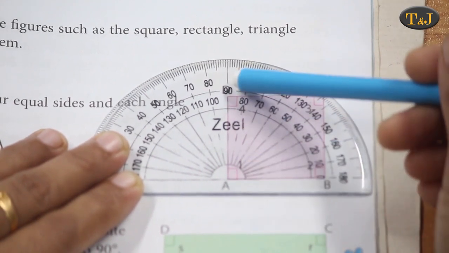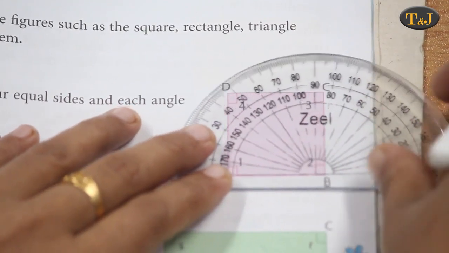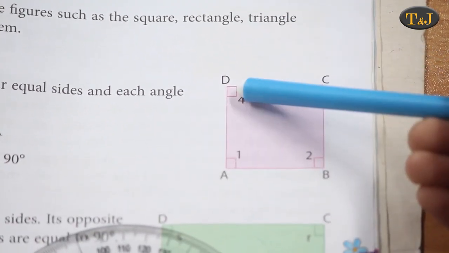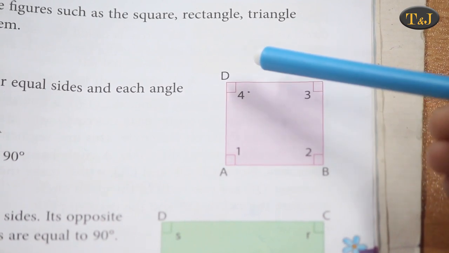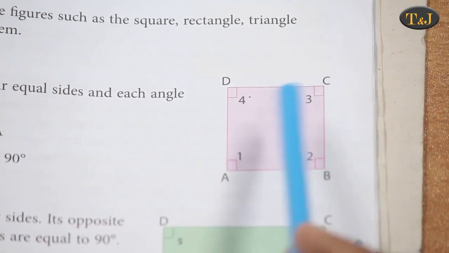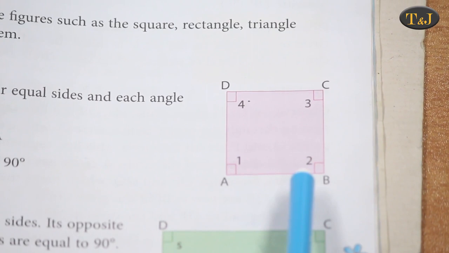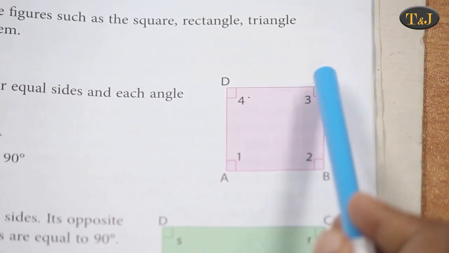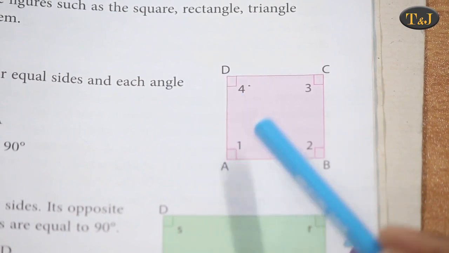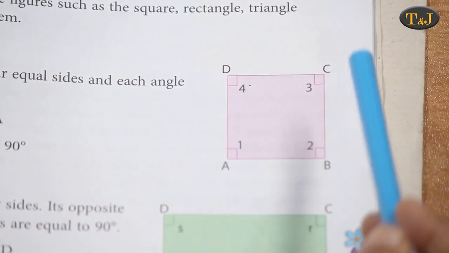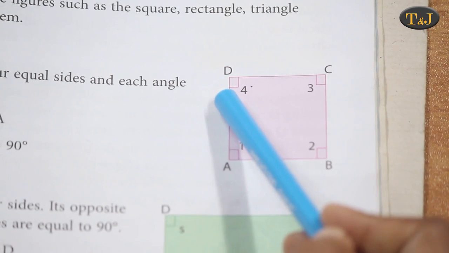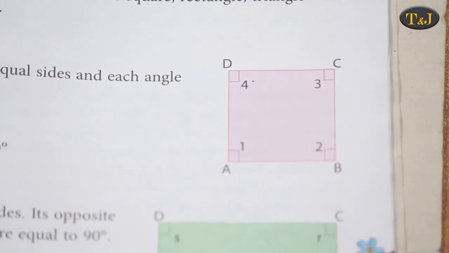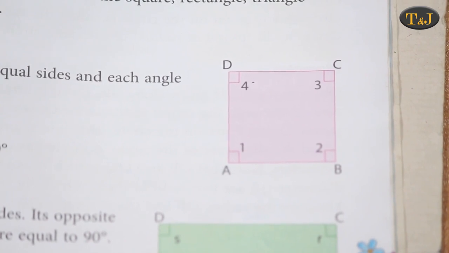Angle A equal 90 degree and angle B is also 90 degree, angle C also 90 degree and angle D also 90 degree. That means all sides are equal. So all angles are equal, all sides are equal. AB equal, BC equal, CD equal, DA, and angle A, angle B, angle C and angle D equal to 90 degree. So square means four equal sides and each angle equal to 90 degree.